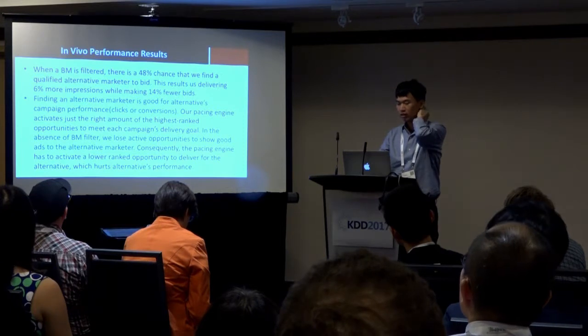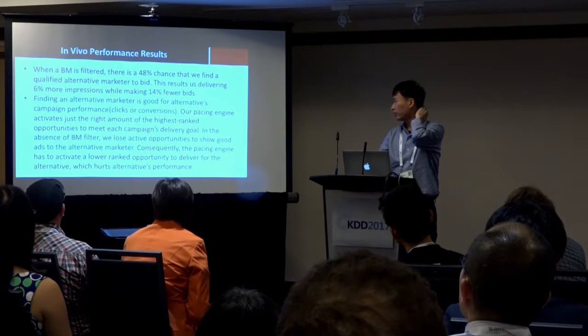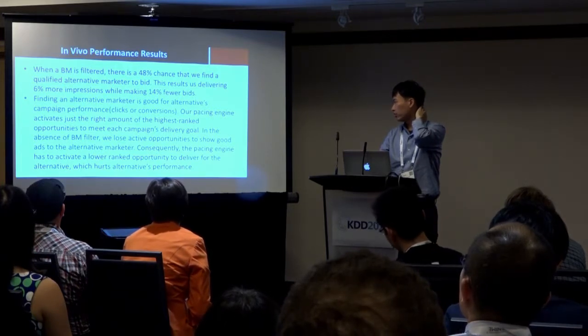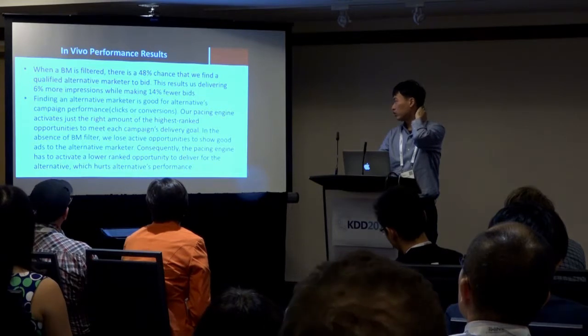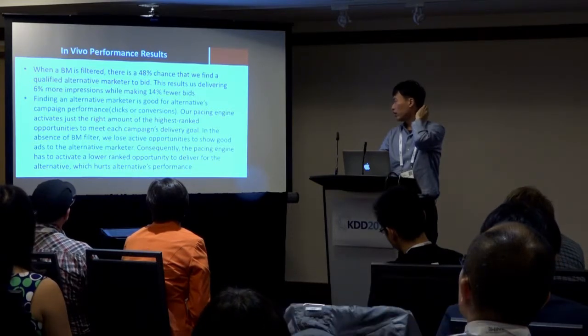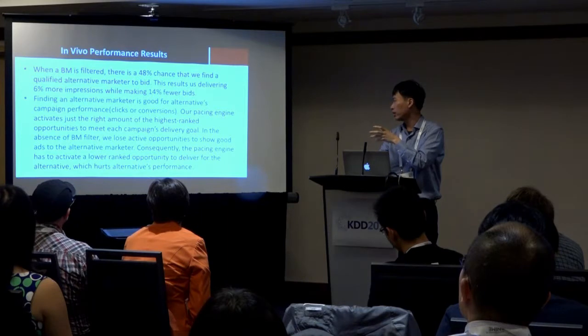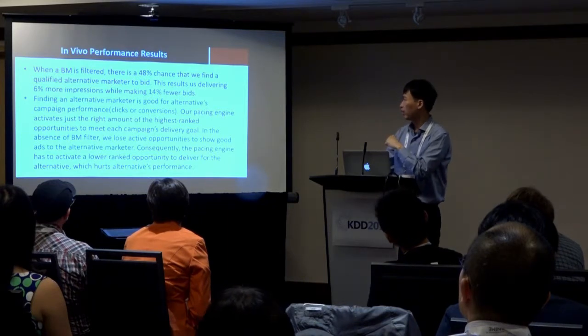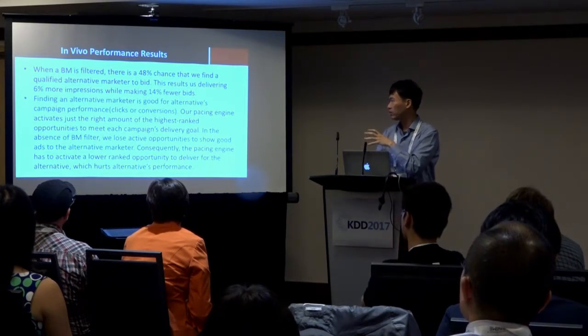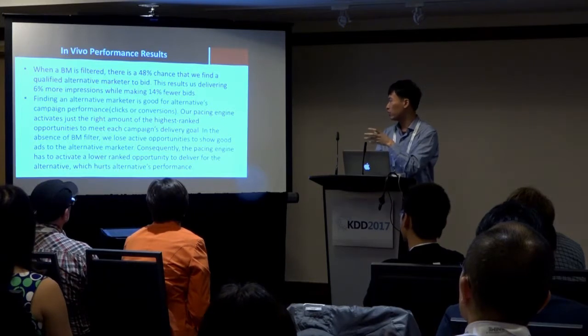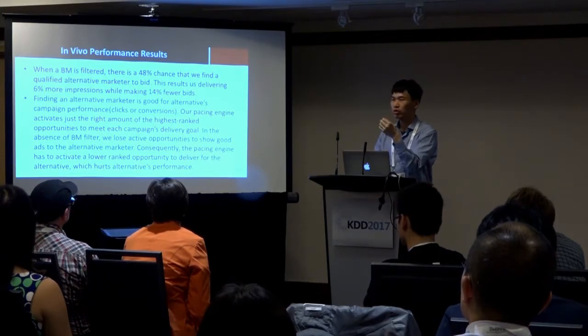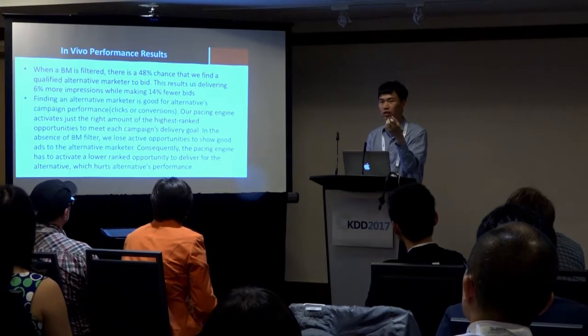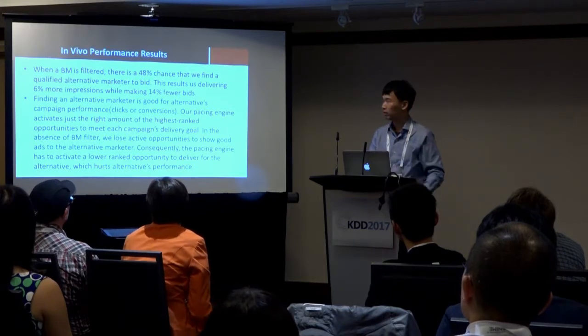And finding this alternative marketer to bid is very good for the alternative marketers' campaign performance, because in the absence of the bad marketer filter, we lose good opportunities to show a good ad to the alternative marketer. And this also has to do with the way that our pacing engine works. Our pacing engine activates good opportunities for each campaign. So if you lose a good opportunity, the pacing engine has to activate a worse opportunity to bid.